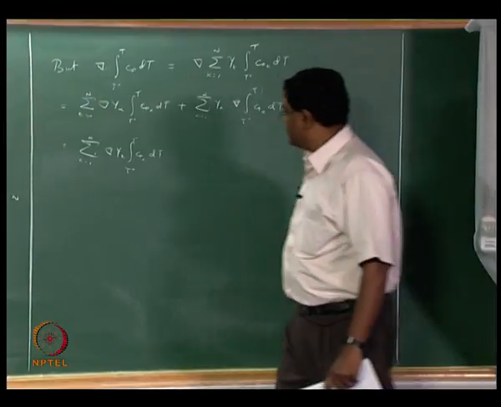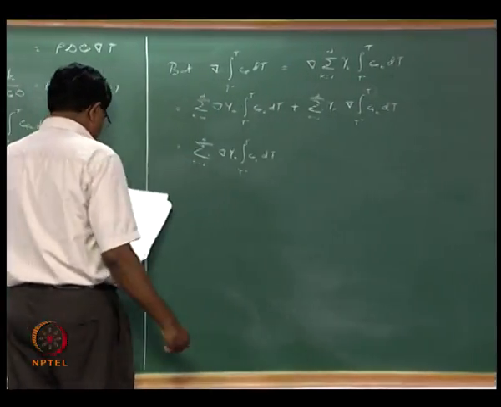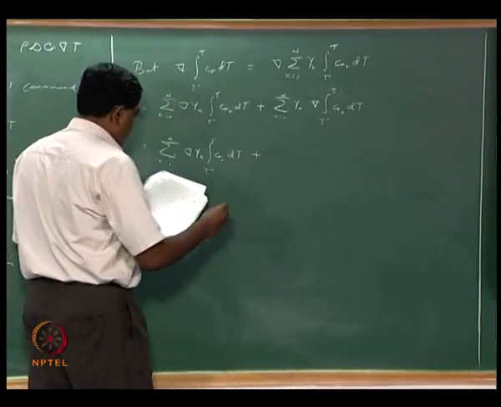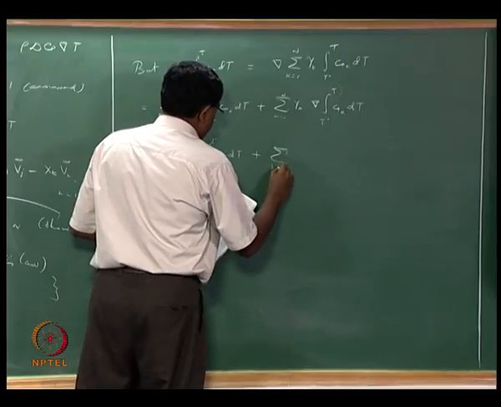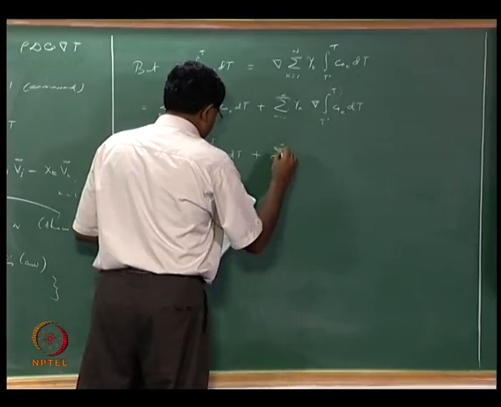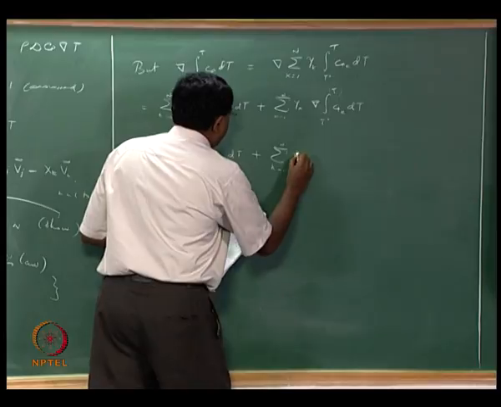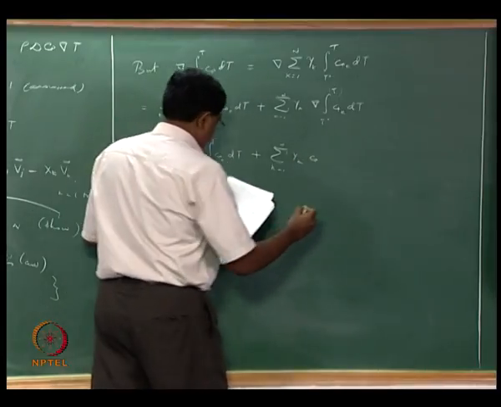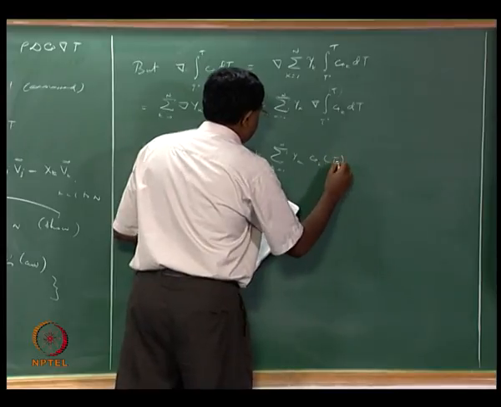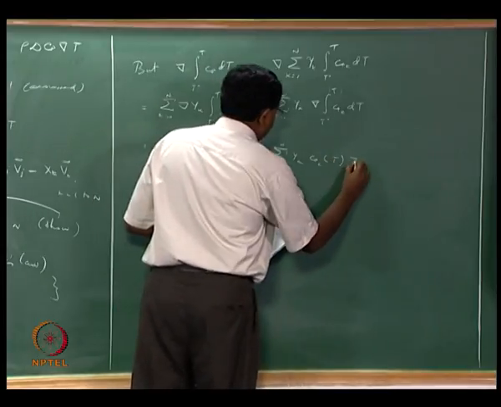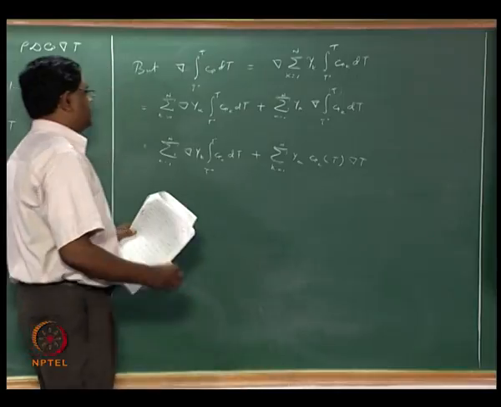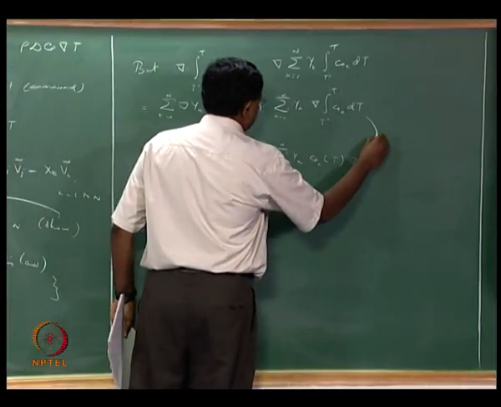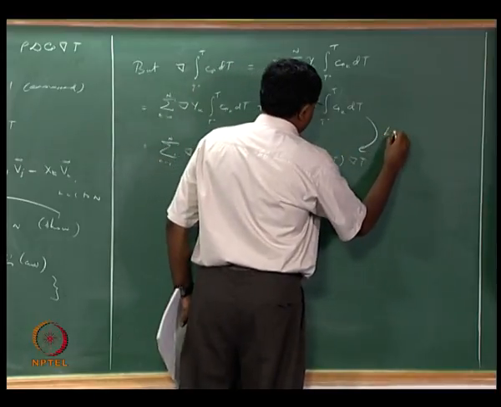Okay, so that's where the problem is, and so that is going to yield for us plus sigma k equals 1 to n yk cpk of T grad T. The way it works is Leibniz rule. So this is actually coming out of Leibniz rule.